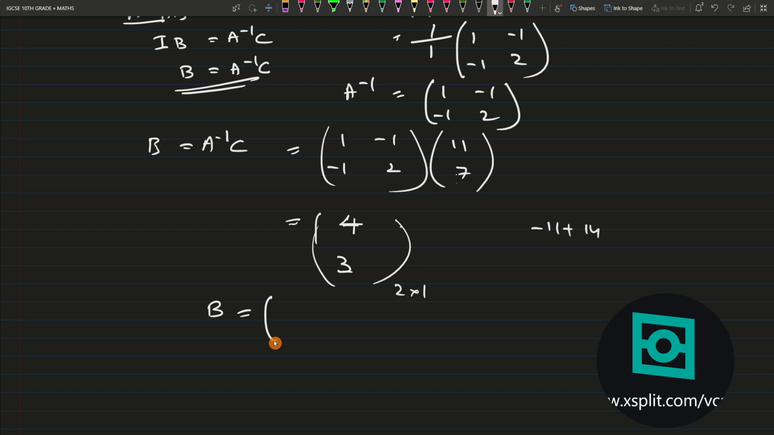This is my answer. So let me check the answer behind for the 24th. And the answer for the 24th is 4, 3, which is perfectly correct. That was question number 24. Now we are left with 4 more questions, that is 25, 26, 27 and 28 from this exercise 2. But I suppose these 4 questions I'll be completing in the next video.